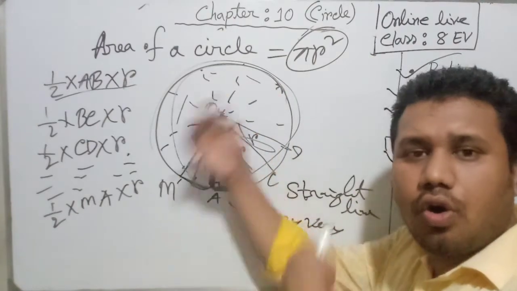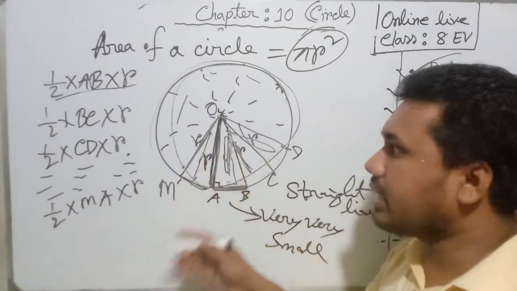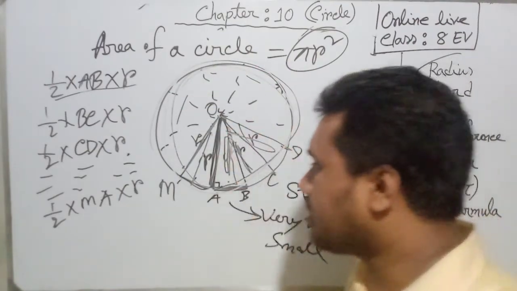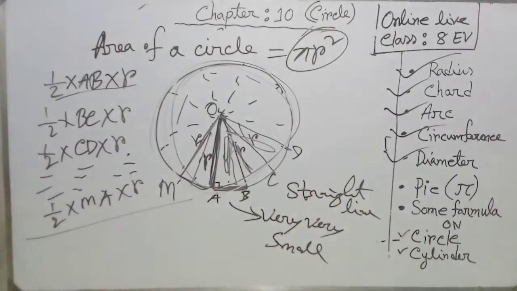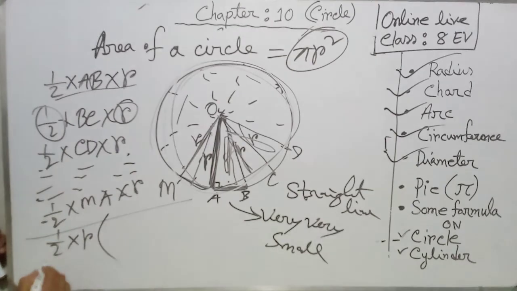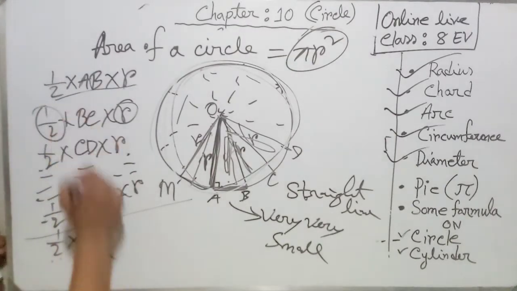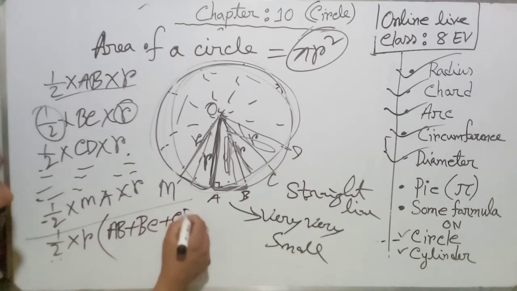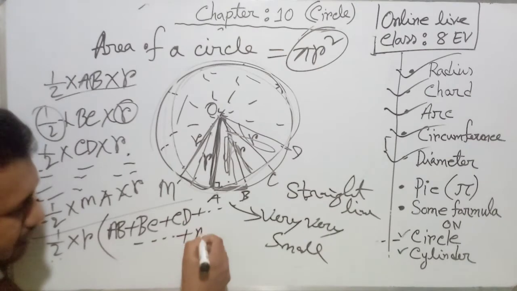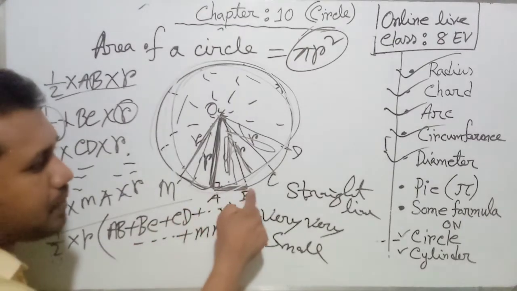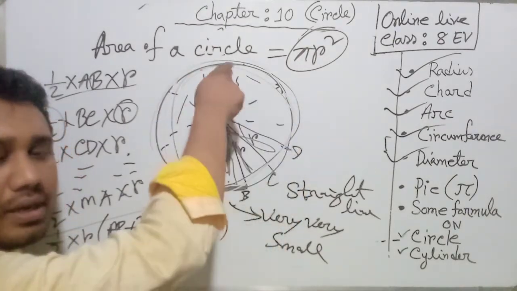Now if we add the area of all triangles, then we will get the whole area of this shape, that means the circle. Now dear students, if we add, it will be half into R. Every place has half into R, so we can take half into R as common. Now we get AB plus BC plus CD plus dot dot dot plus MA.